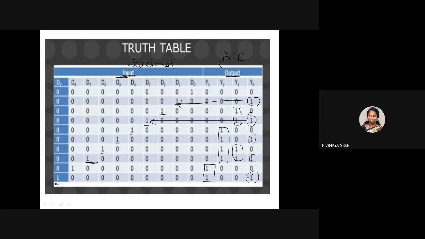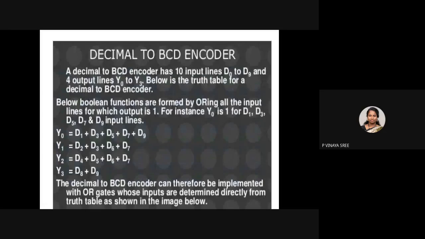Tell me the expression for y3, ma. D8, D9. So check once, ma. Let me complete it. Okay, good. So here, this is the expression: y0 equals D1 plus D3 plus D5 plus D7 plus D9. This is for y1, this is for y2, and this is for y3.